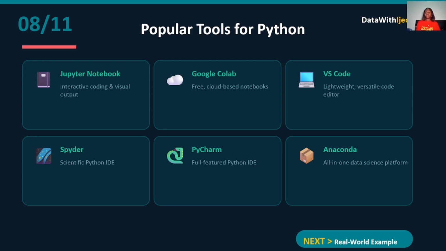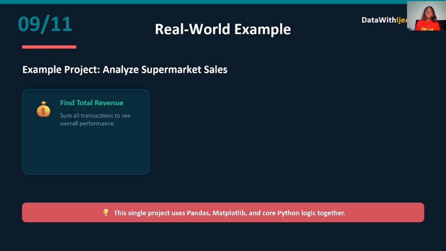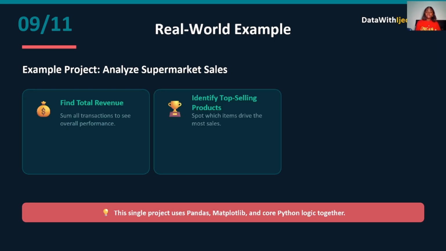Next, we'll look at a real-world example. The project you can do using Python. One of them is analyzing supermarket sales. While analyzing supermarket sales, you can find total revenue using Python, that is, sum all transactions to see overall performance. The next thing is to identify top selling products, that is, to spot which items drive the most sales.